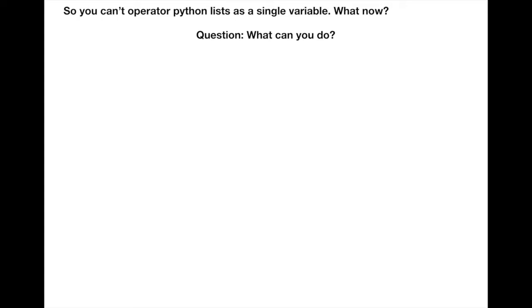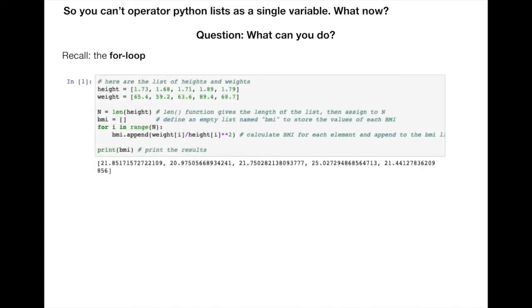So you cannot operate a Python list as a single variable. So what can I do? Remember that we learned for loops last time, right? So recall the for loops. And here, let's have the weight and height lists defined in this way. So remember that what I can do is I can loop through every element of the list, and I do the calculation one by one, and then I append them to a new list, right? So this is what I do.